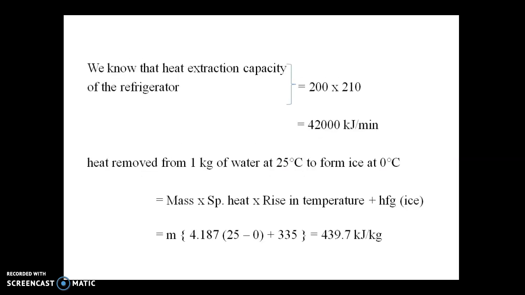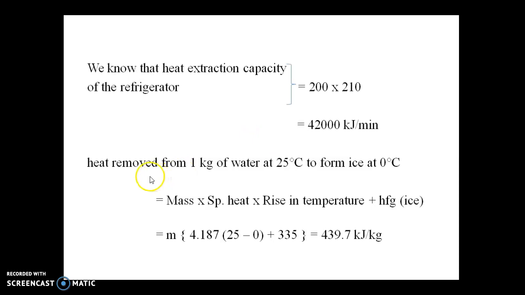In the problem, we are going to calculate the refrigeration capacity in kilojoule per minute form or in watt form. So we have to convert the unit of refrigeration from ton of refrigeration to kilojoule per minute. So 200 ton of refrigeration is the refrigeration capacity of the refrigerator. So 1 ton of refrigeration equals 210 kilojoule per minute. So we multiply the value by 210.